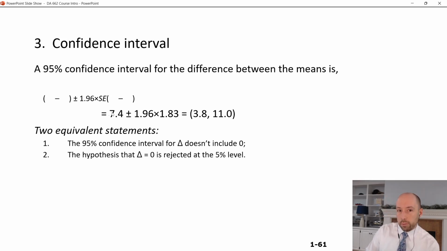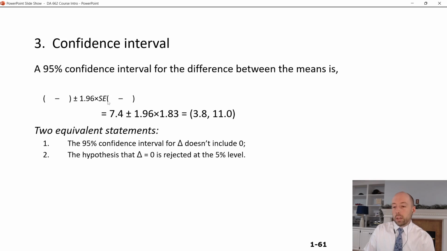7.4 was the average that I came up with for the difference, right? Average of the small group, average of the large group, takes the difference. That's the average difference between these groups, 7.4. And the standard error, when I divide the standard deviation by n, following the formula we saw a moment ago, turns out to be 1.83.